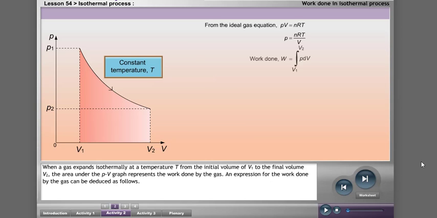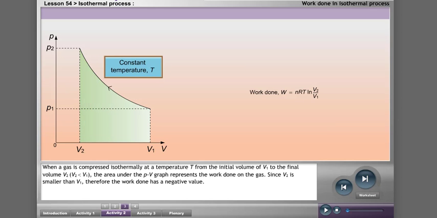When a gas expands isothermally at a temperature T from the initial volume of V1 to the final volume V2, the area under the PV graph represents the work done by the gas. An expression for the work done by the gas can be deduced as follows.